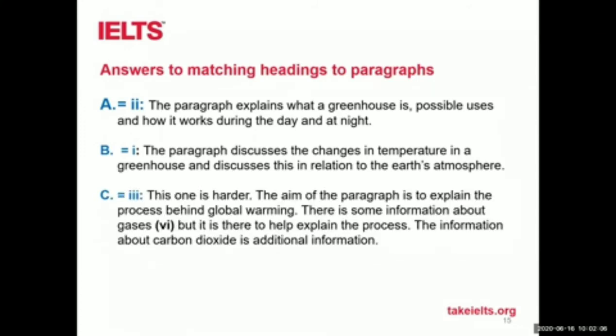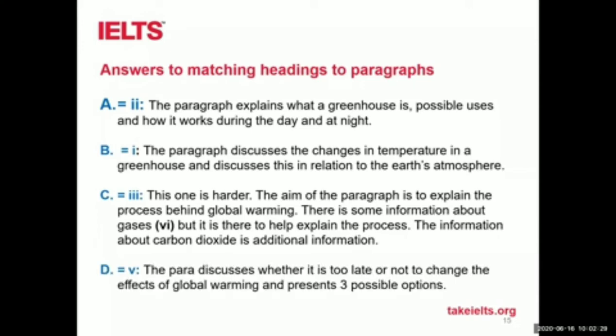This one was a bit harder. C was a bit harder. The aim of the paragraph is to explain the process that underlies global warming. There's some information about gases, but it's only there to help explain the process. The focus isn't on the gases. The information about carbon dioxide is additional.